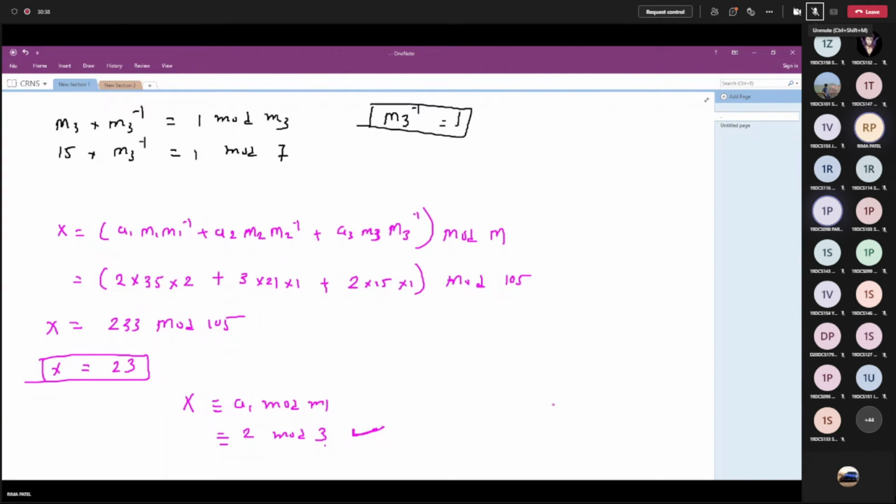We don't need to mention it in the exam. No, you don't need to mention it. We just need to find the value of x in the examination.